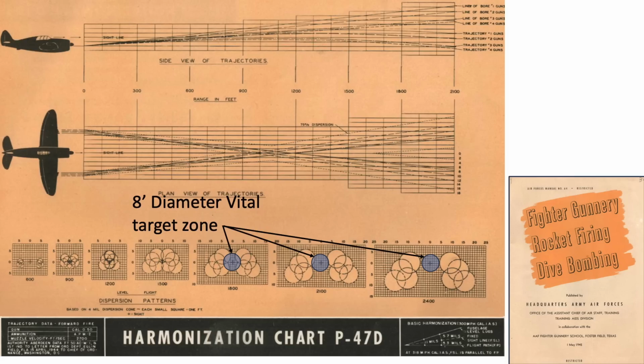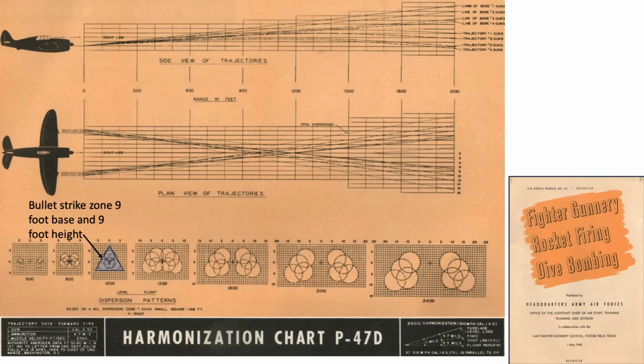At a 1,200-foot range, this area is roughly a triangle 9 feet high with a 9-foot base. At a 1,500-foot distance, the same number of bullets will strike over a much larger area.